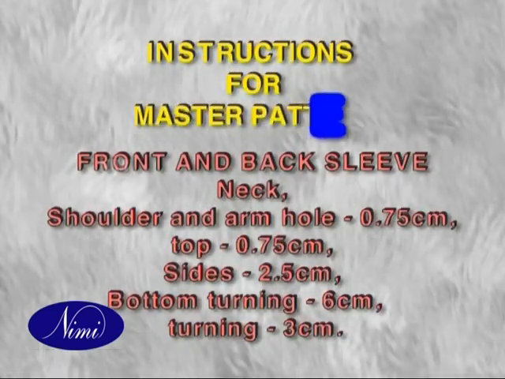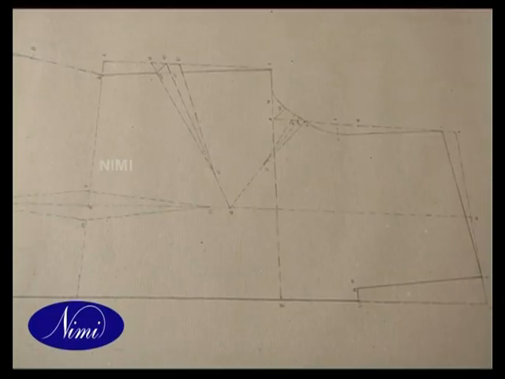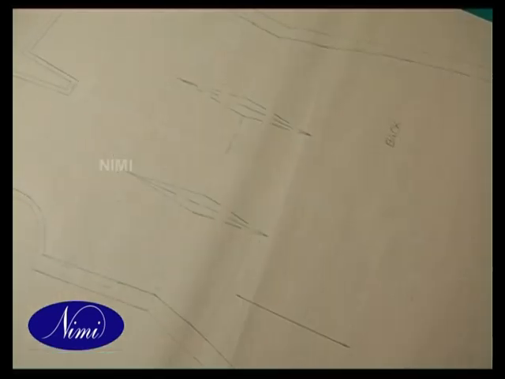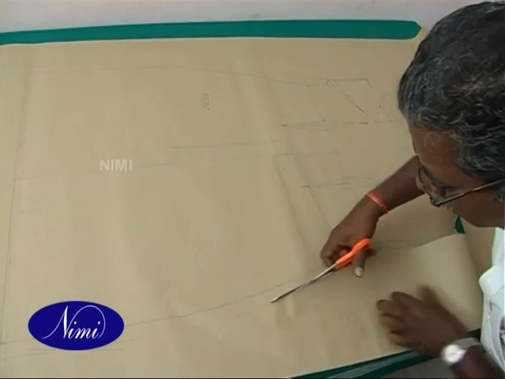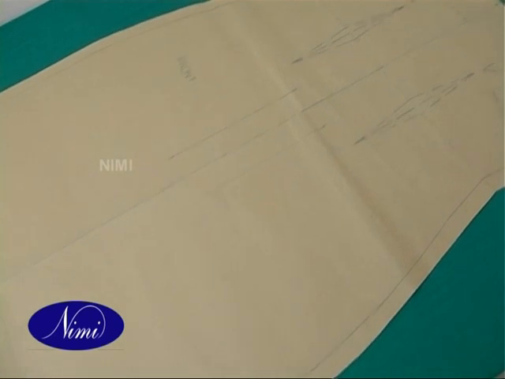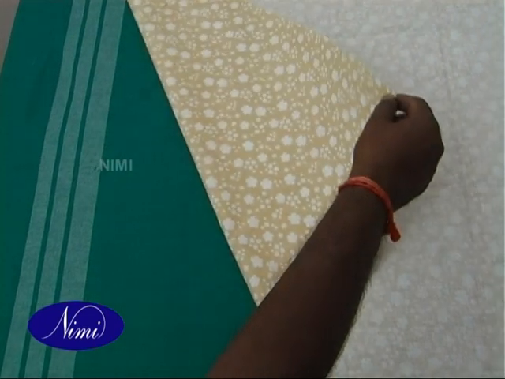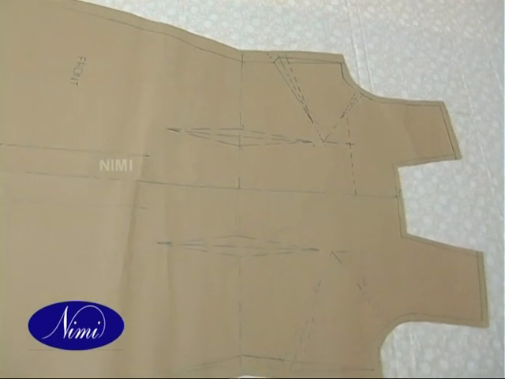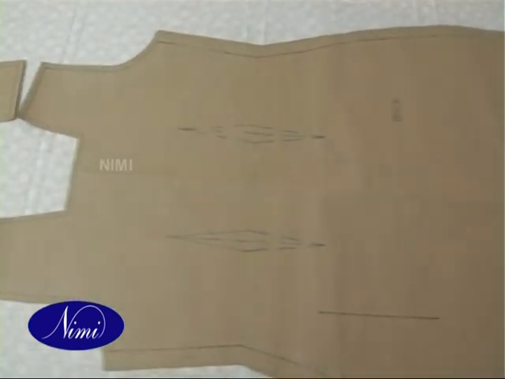Instructions for preparing master pattern. Add the given allowances to the paper pattern and cut the excess brown sheet to get the master pattern components. Layout and cutting. Lay the fabric on the cutting table with the wrong side facing upwards. Arrange the master pattern of kameez with dart economically without wasting the fabric.